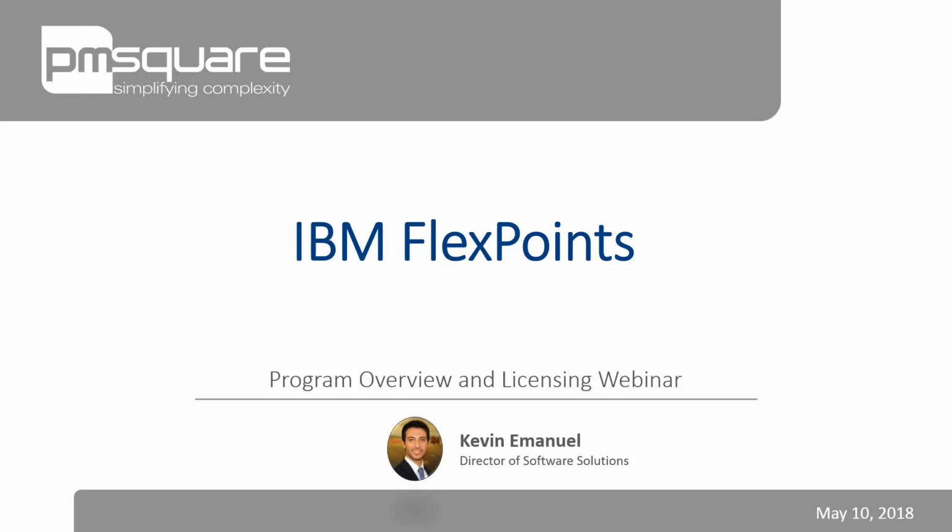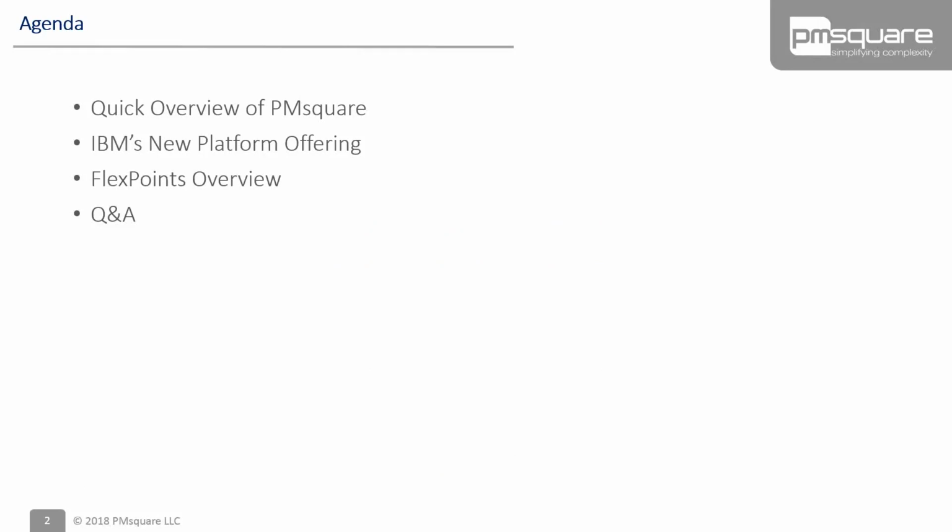So with that said, I want to go ahead and get started and talk about the agenda. I'll just do a quick overview of PMsquare, just in case there's anyone on the call who may not be familiar with who we are and what we do. I'll keep that very brief, about a minute or two, and then I'll jump right into FlexPoints. Before getting to that, though, I want to talk about some of the changes that took place at the beginning of the year in terms of IBM's overall go-to-market strategy that really led to this new program being launched called FlexPoints. So I'll talk about that briefly, and then we'll get into FlexPoints, talk about the overview, and then, as I mentioned, we'll get to the Q&A.